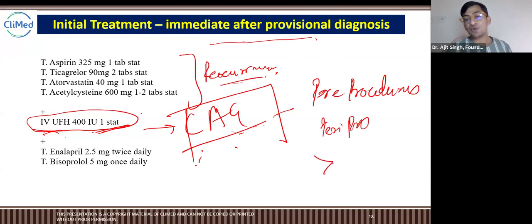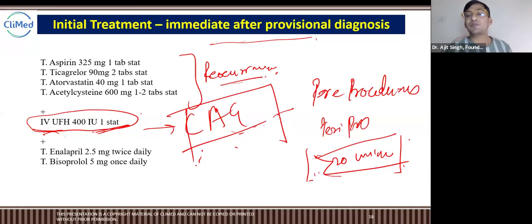If the procedure is more than 20 minutes long, we again give UFH 400 units every 20 minutes until the procedure is completed. That is called peri-procedural. So this is a prophylaxis to avoid clotting during the procedure. You understand that this is pre-procedural and peri-procedural.